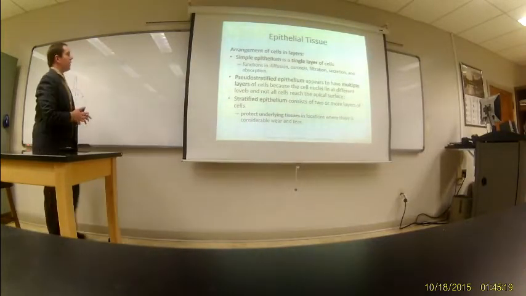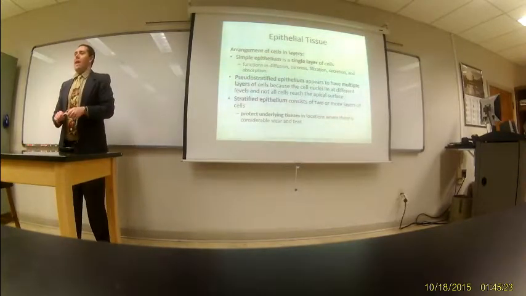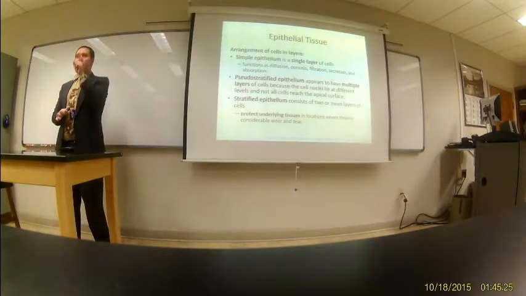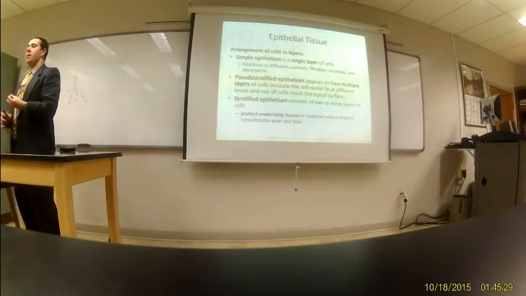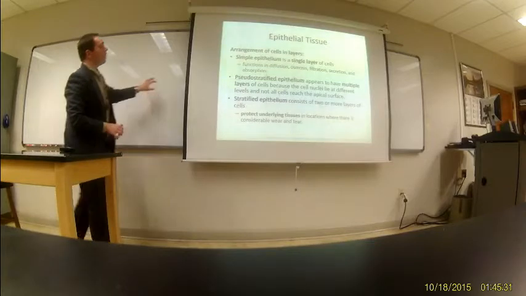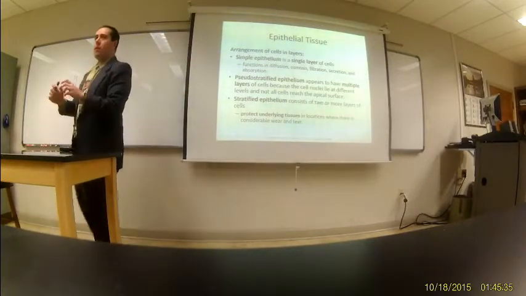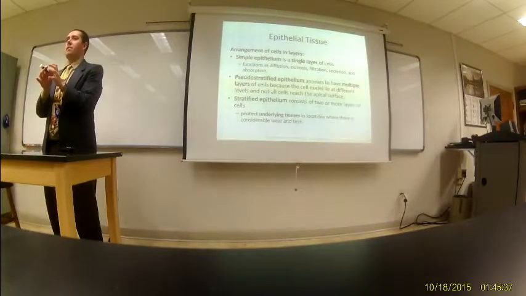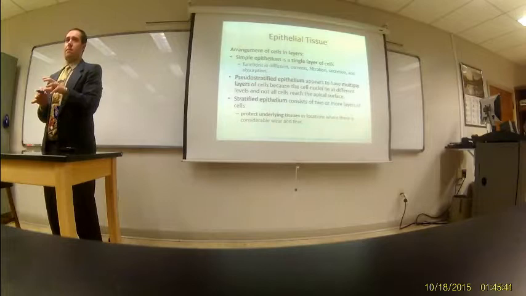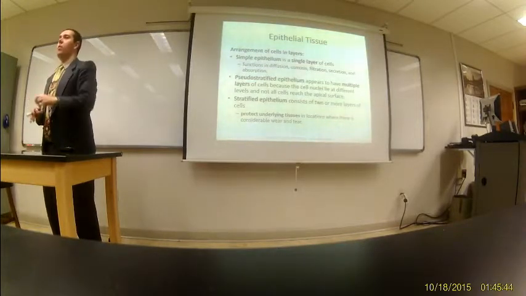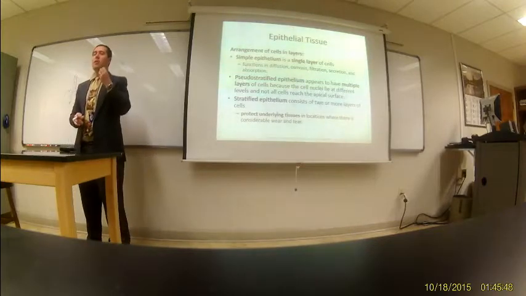So if we have a layer of cells, that layer can be one cell thick, or it can be multiple cells thick. When we classify our epithelial tissues, we're going to give them a two-word name. The first word is going to be based off how many layers they have. It's either going to be one or more than one. And the second word is going to be based on cell shape.